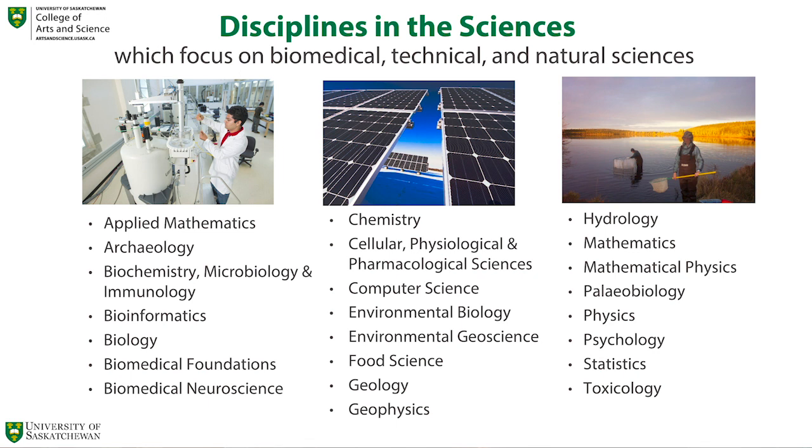The degree programs that you can complete in the biomedical sciences include biochemistry, microbiology, and immunology. That's one. Biomedical foundations, biomedical neuroscience, and the third is called cellular, physiological, and pharmacological sciences, or as we like to call it, CPPS. In addition, there are a few new program options in the sciences this year, including hydrology, which is a major that you can take, and environmental geoscience.